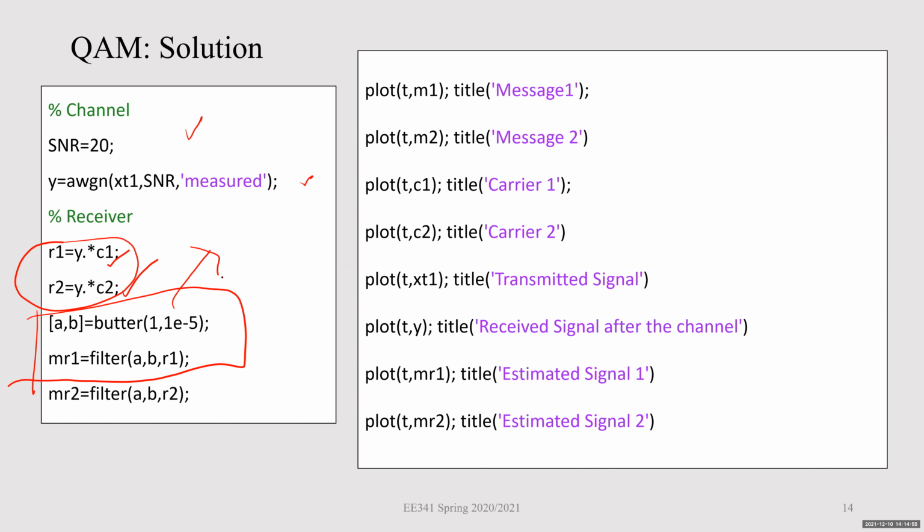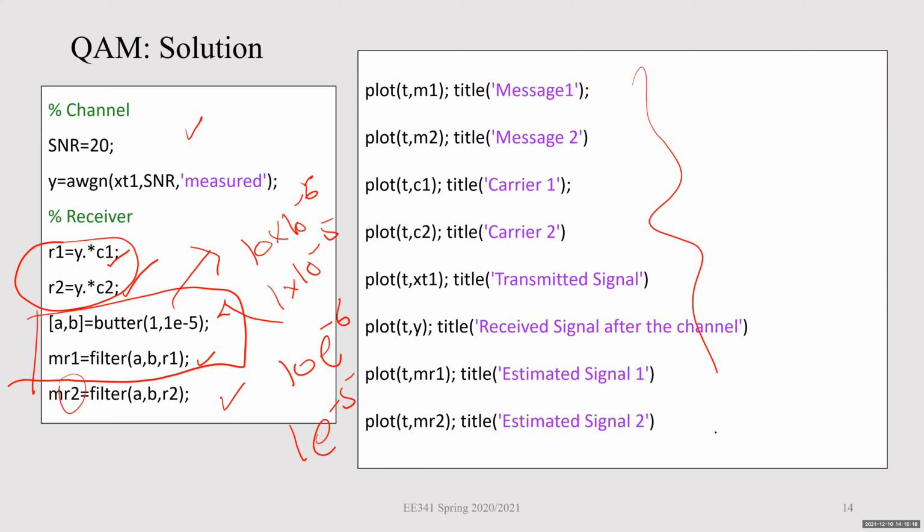And you see, it was 10 to the minus 6, so I can write it 1 into 10 to the minus 5. So it's done here. Then you can write 10e-6, or you can write 1e-5. It's the same thing. Then passing the first received signal through the low pass filter, passing the second received signal through the low pass filter, and then here plotting.